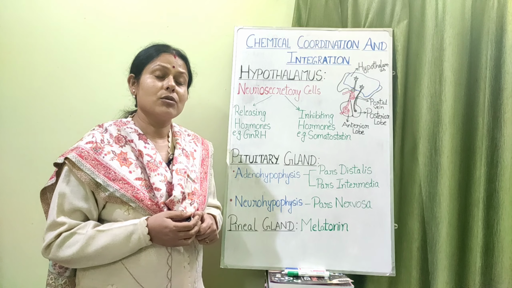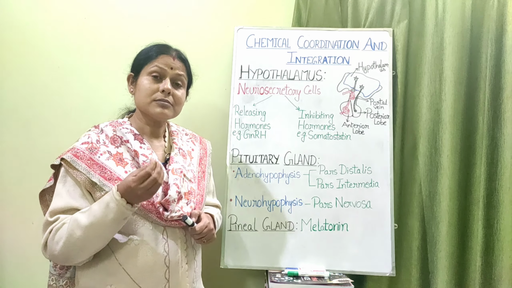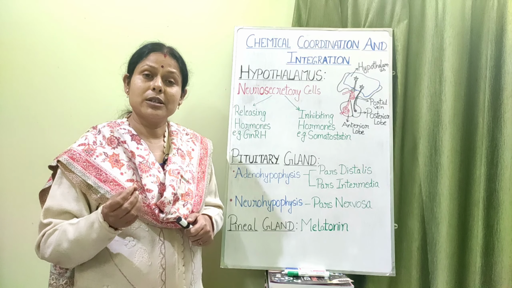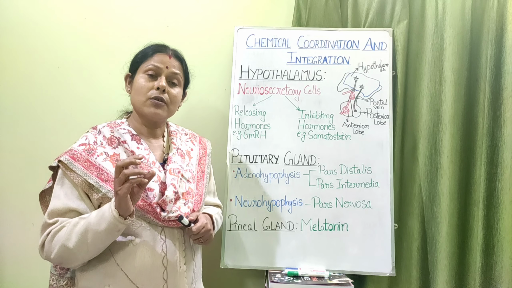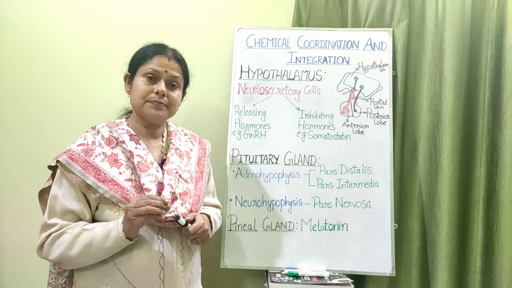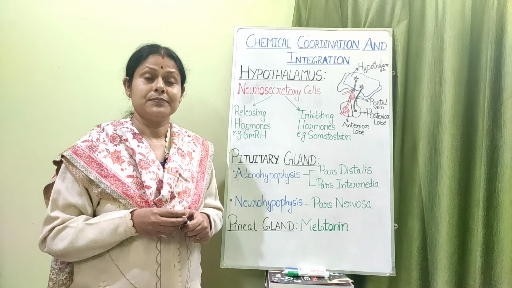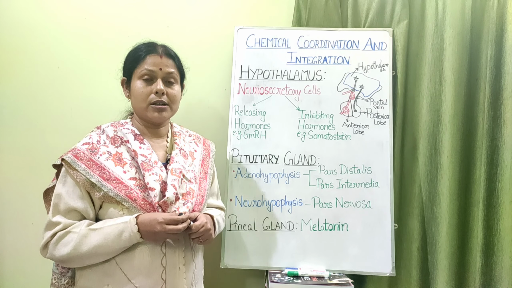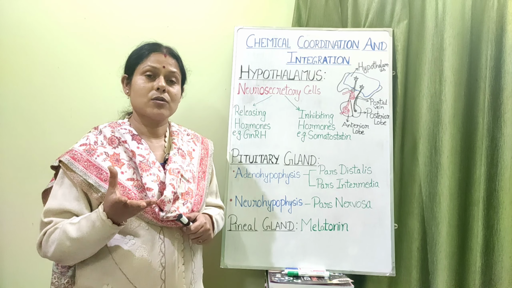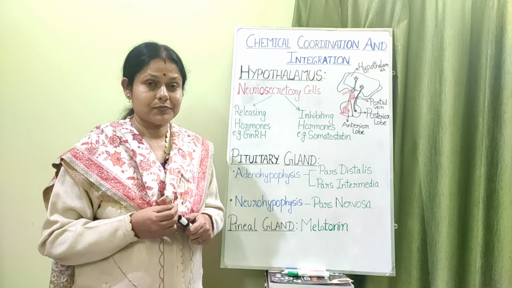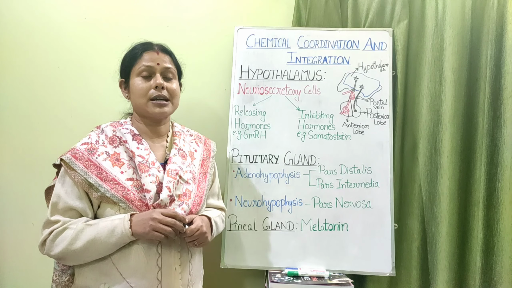Okay, next is your FSH, follicle stimulating hormone, and LH. What is the meaning of follicle here? In case of female, the maturation of the Graafian follicle will be under the influence of this follicle stimulating hormone. And LH is luteinizing hormone.